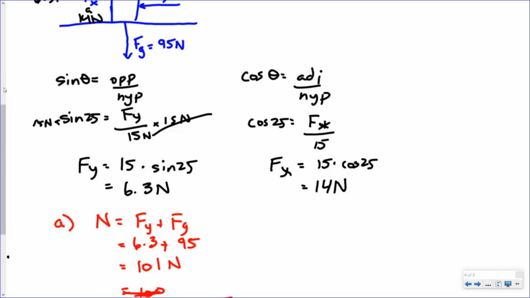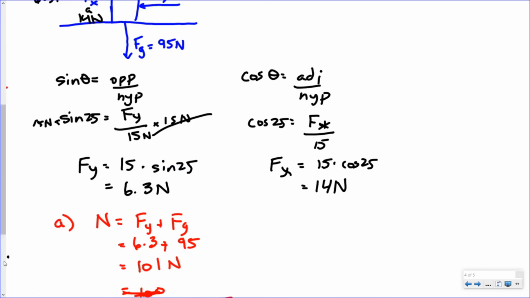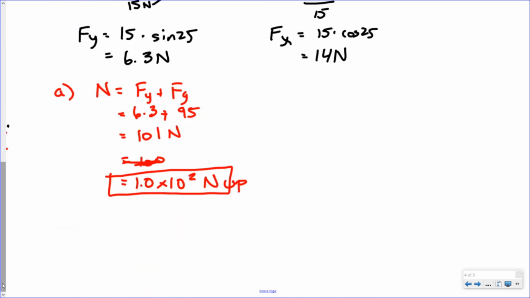Question B says, what is the coefficient of friction? If we're looking at friction, we're looking at the x direction now. What do we know? Again, if the net forces are 0 because acceleration is 0, that means our net force in the x direction also has to be 0. The only ones acting in the x direction are Fx and F. They're in opposite directions, so they should be equal to each other, but opposite in sign. So for B, we know that Fx is equal to F. In other words, F is equal to 14 newtons. We calculated that right here.